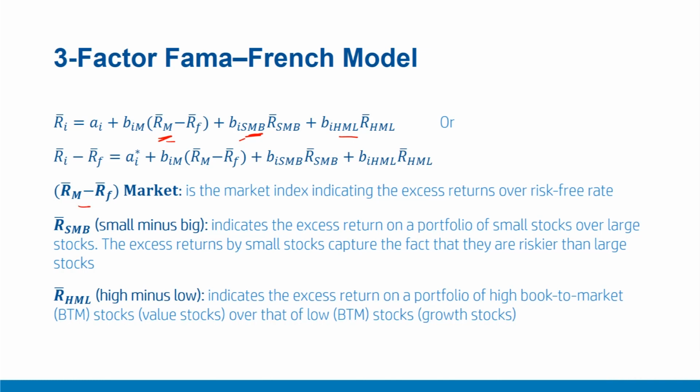So here the first factor is Rm minus Rf, which is the market index indicating the excess return over the risk-free rate. The second factor is R SMB, which is small minus big, and indicates the excess return on a portfolio of small stocks over large stocks. The excess returns by small stocks capture the fact that they are riskier than large stocks. So that is R SMB.